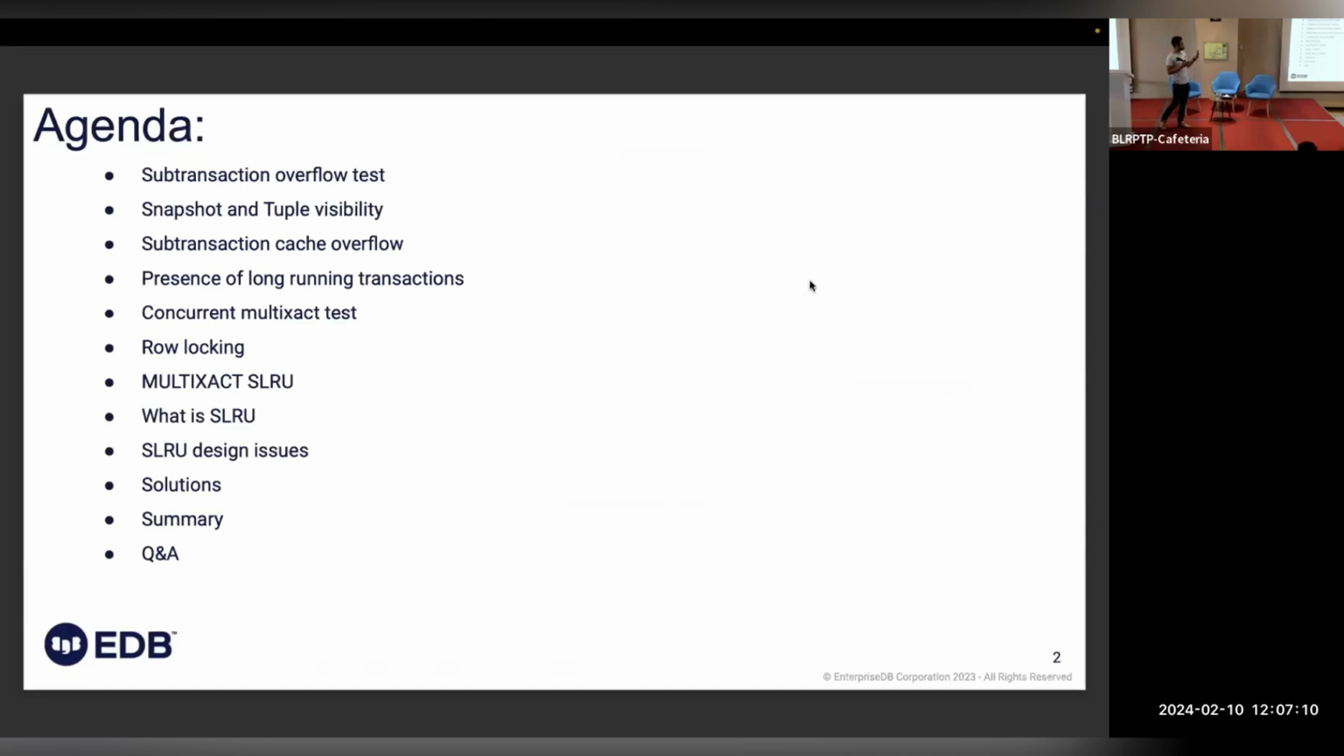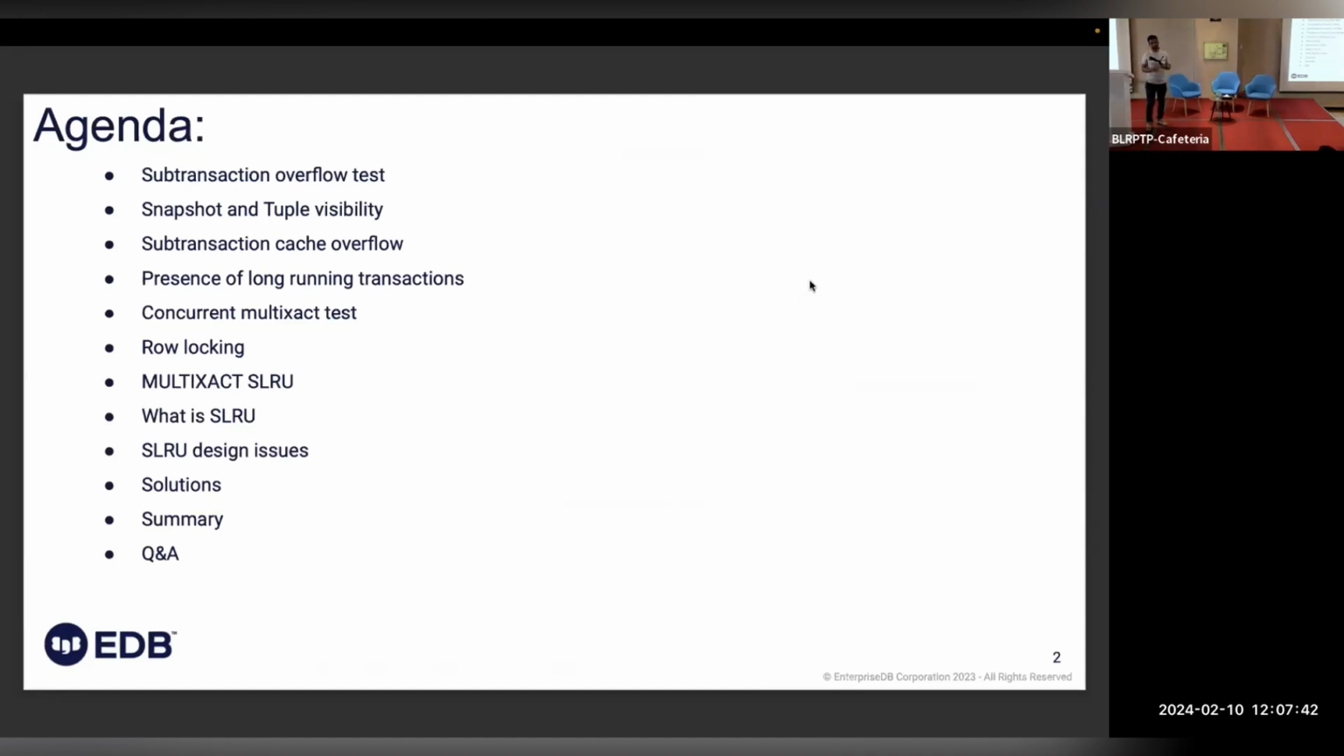Once we are aware of what multi-xact is and how it is generated due to row locking, we'll discuss the multi-xact SLRU design. Finally, I want to go into what SLRU is and how it is used by these subsystems, where we are talking about subtransaction cache overflow and multi-xact usage. Then we'll go into the design issues, and I'll try to connect them with the performance test we have seen in the previous slide.